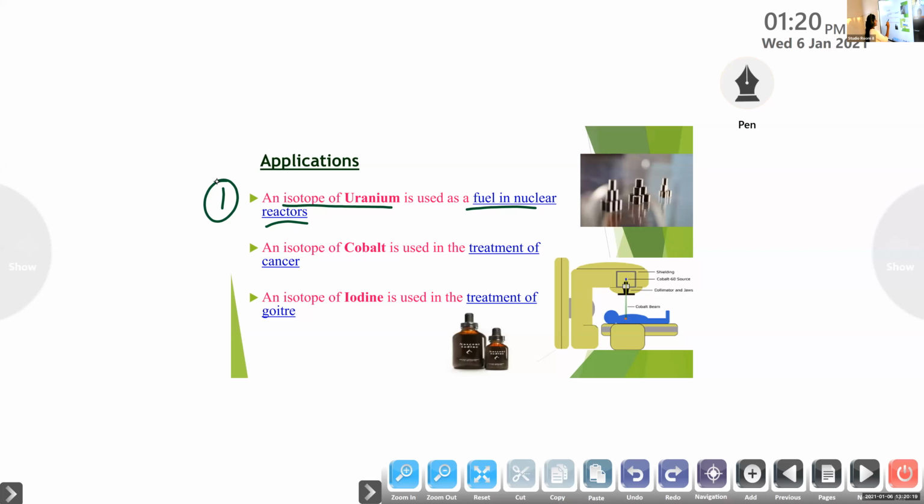Then the next one, isotope of cobalt. Cobalt is an element, it is a metal. And this isotope of cobalt is used in the treatment of cancer. This cobalt, cobalt 60, that's the actual isotope. We know that there are certain radiations used for the treatment of cancer, right? So we are using this cobalt 60 as the radioactive source for the treatment of cancer. That's the second important application.